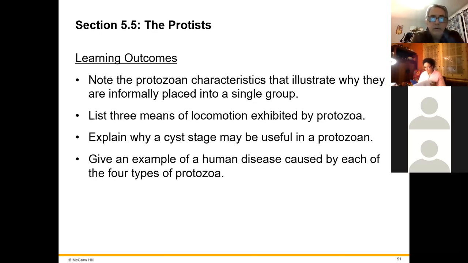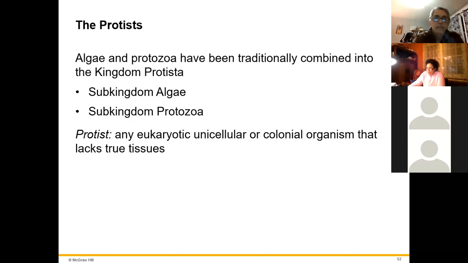So protists are the single cell eukaryotes. Note the protozoan characteristics illustrate why they are informally placed in a single group. There are three ways of locomotion by protozoan. We'll talk about a cyst stage, which is a part of the reproduction of the protozoan. We'll talk about some human disease caused by 4 types of protozoa.